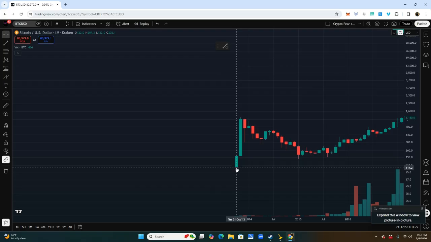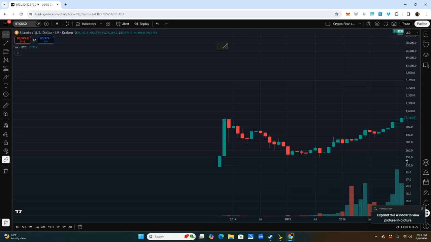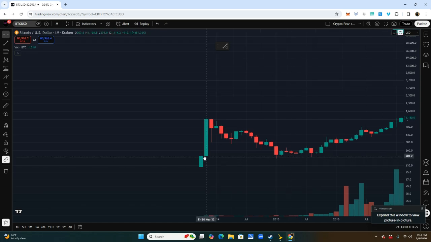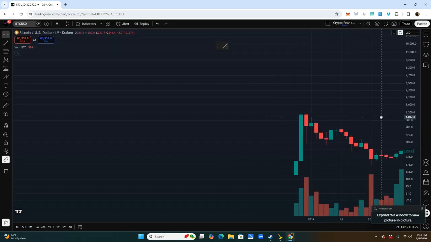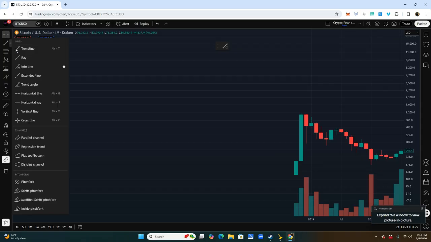And we're going to go back to the inception of Bitcoin, or pretty close to it. This chart doesn't show 2009, but it's going to give us a good idea of what we're looking for. This was the first cycle, all the way to the top here, and then the bottom here. It went from like $1100 back down to $220.